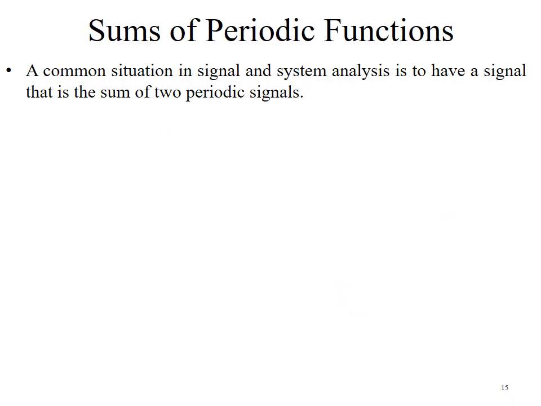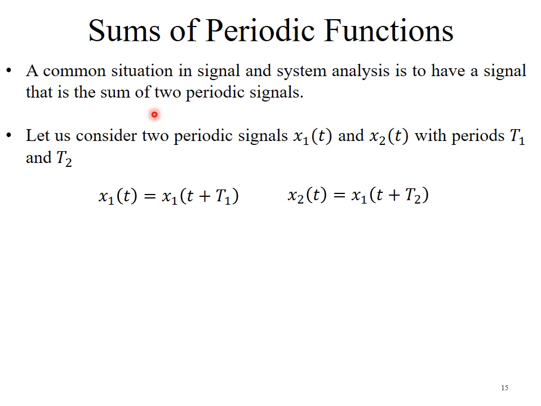Now sometimes we add or multiply periodic signals together. A common situation in signal and system analysis is to have a signal that is the sum of two periodic signals, or more than two. Then how do we find the resultant time period?